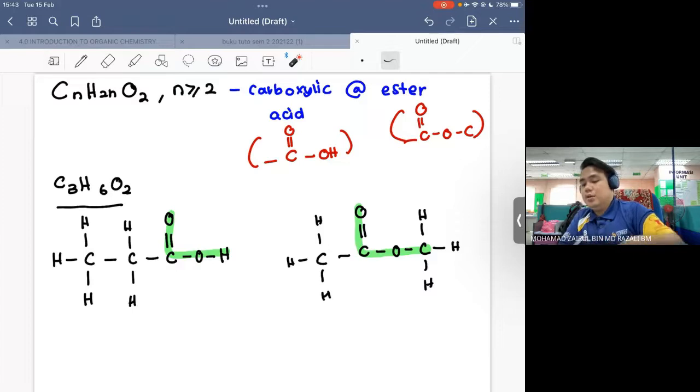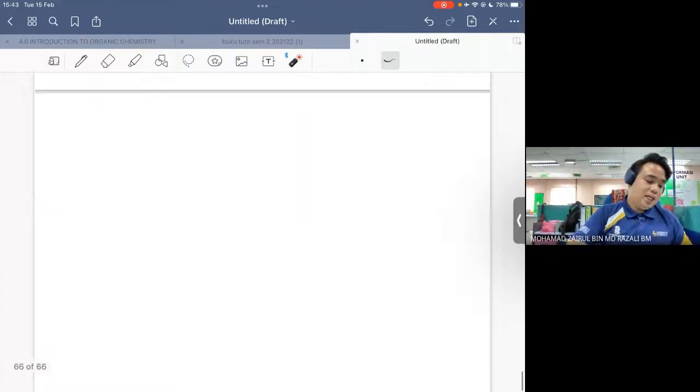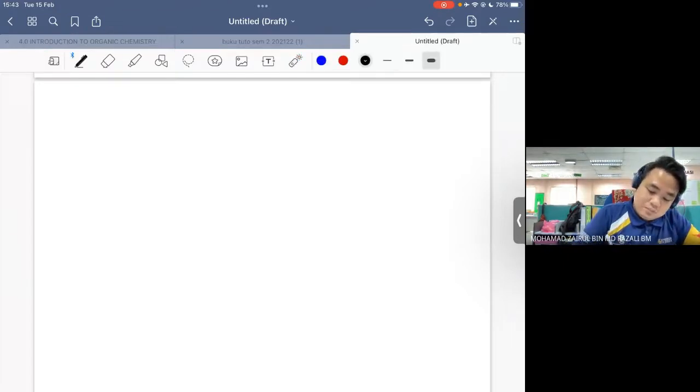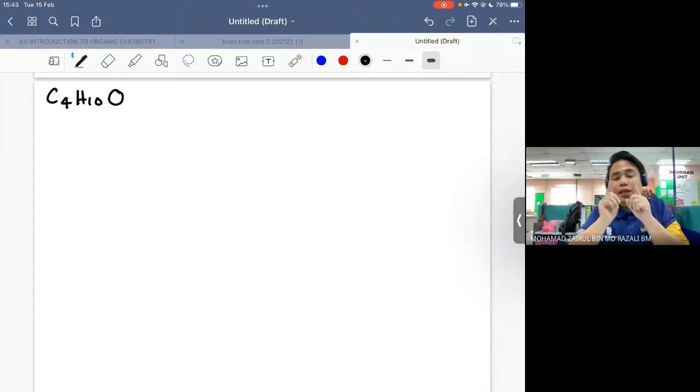Okay, now. Kalau kita tengok, ni saya bagi satu soalan lah. Ni soalan tutorial sebenarnya. Saya tunjuk satu contoh je. Yang lain tu awak buat sendiri. Okay. So, kalau saya ada compound C4H10O. Okay. The first thing that you need to do is kita tengok this compound satisfy general formula yang mana.